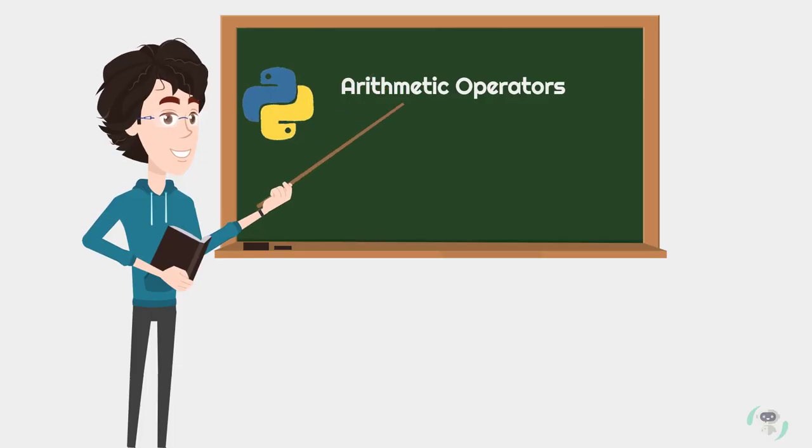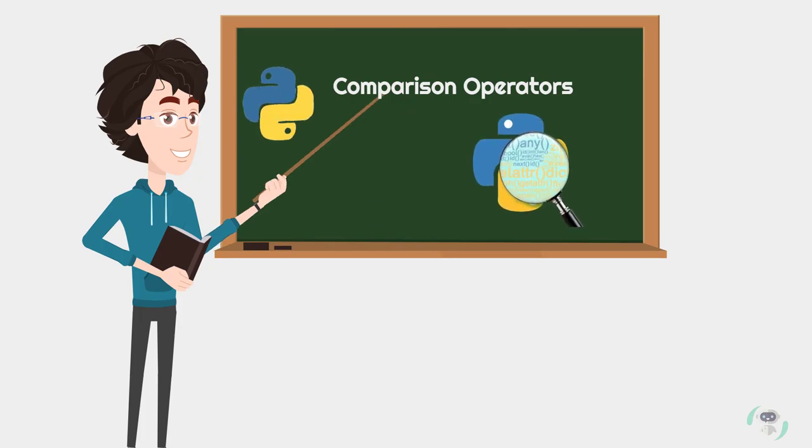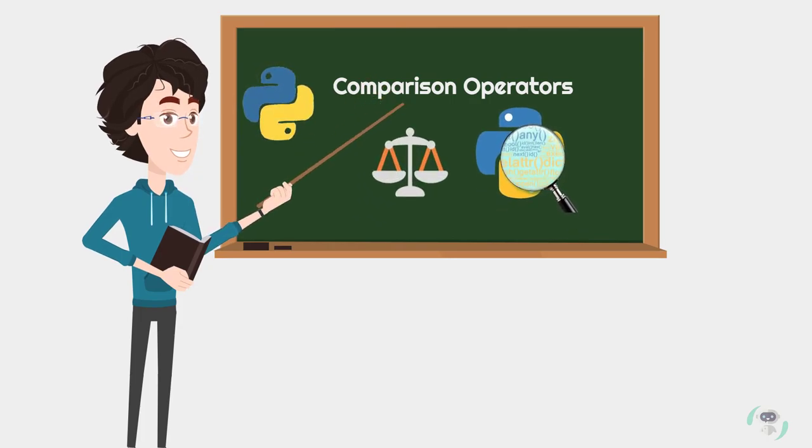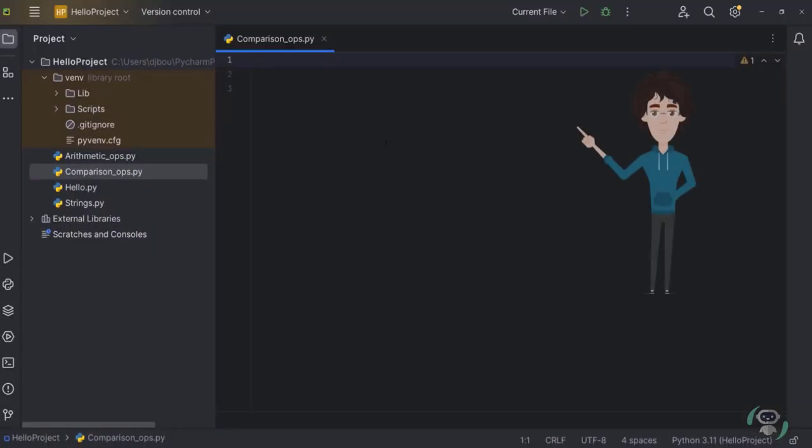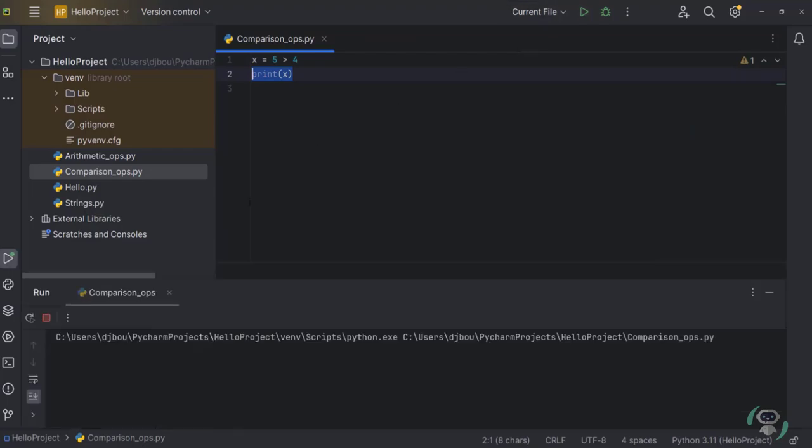Next, besides the arithmetic operators, we have a squad of operators called comparison operators. They are the detectives of Python, comparing values and delivering the verdict. Observe as we declare a variable, x, and set it to 5 greater than 4. This expression is what we call a Boolean expression, and it's shouting true, because 5 is indeed greater than 4.